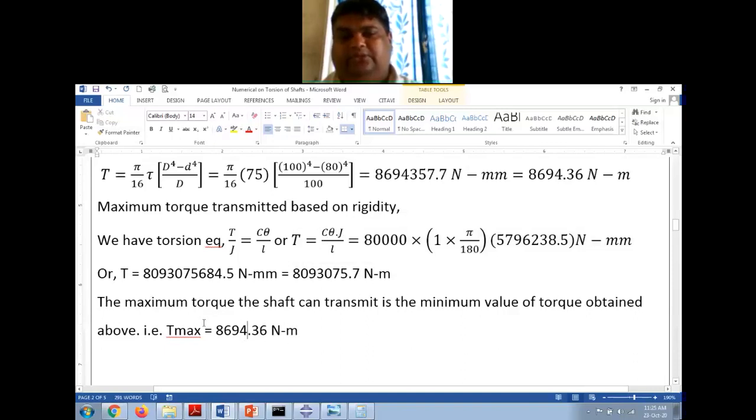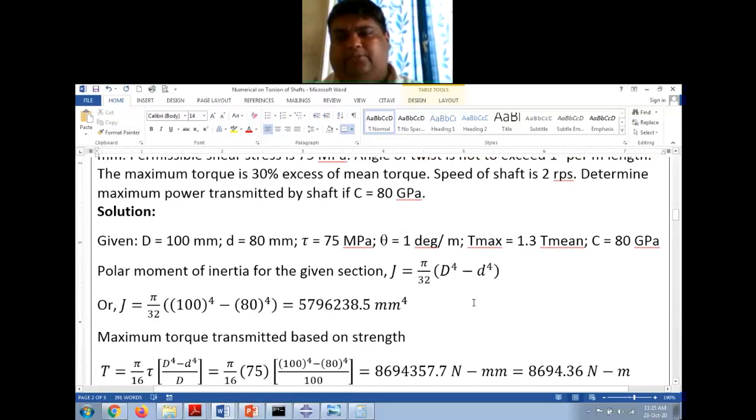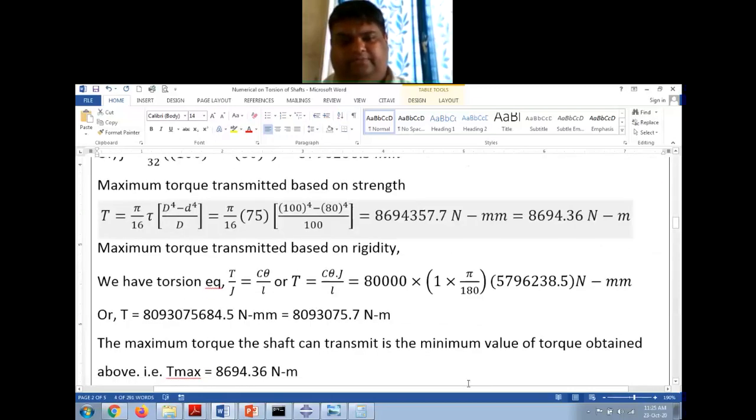So you need to supply excess power or torque in order to make the shaft rotate at this particular speed initially. So now the maximum torque on the shaft is this much, and what torque you get from the power equation, that is the mean torque, right? Now I have to find the mean torque using this maximum torque. Now we know that maximum torque is 1.3 times mean torque, right?